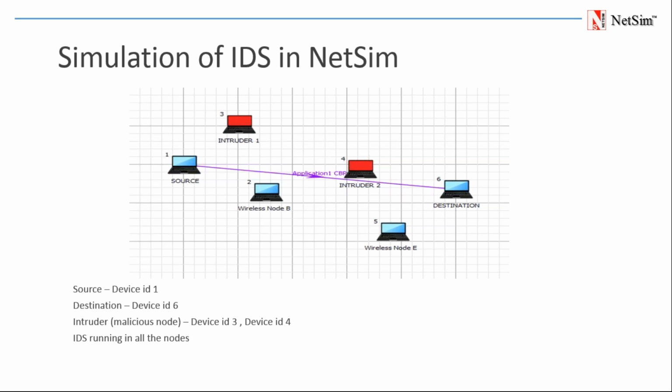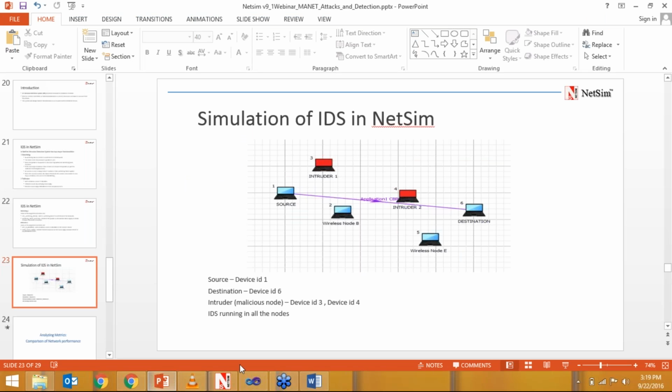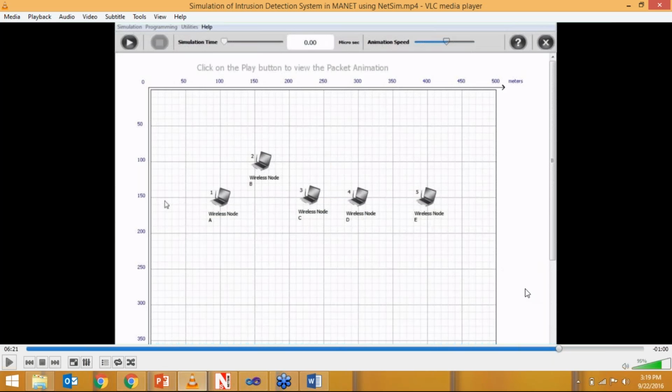So this is the scenario of IDS in NetSim, where we have 6 nodes. 1 is the source and 6 is the destination, and we have 2 intruders, 3 and 4. So when we run the IDS, I will show you in a small video how the IDS works.